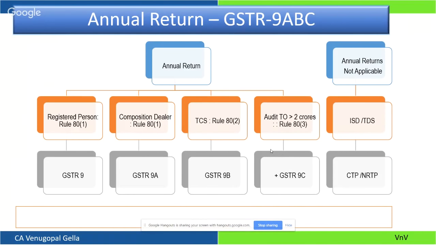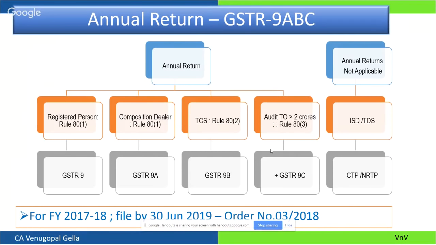Then the audit would be required if the turnover in the previous financial year exceeds 2 crores. So for 17-18, if the turnover exceeds 2 crores, then they would be filing additionally GSTR-9C. However, the annual returns are not applicable for someone who is an input service distributor, a casual taxable person, a non-resident taxable person, and the TDS returns. So annual returns are not applicable. The due date of the annual return is generally December of the subsequent financial year. However, the form got released late onto the portal, so the due date for the financial year 2017-18 is 30th June 2019 as of now, and this has been notified by order number 3/2018.